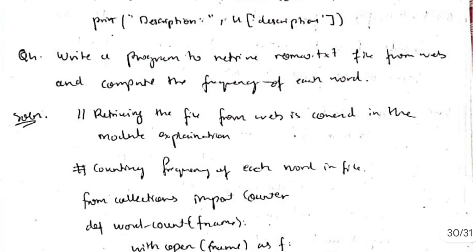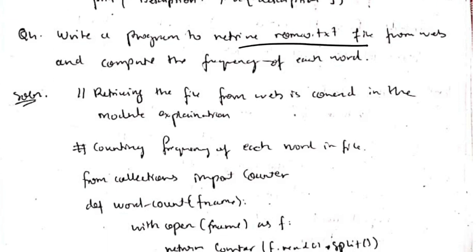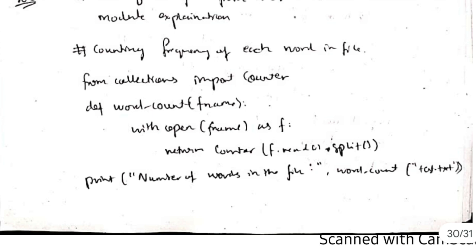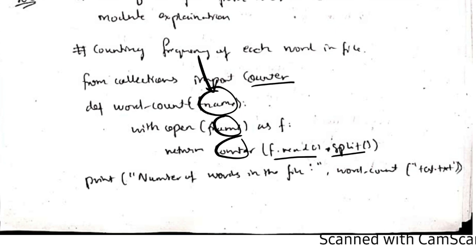Okay, coming to the fourth question, we have to retrieve a web page using Python and count the frequency of each word. Okay, retrieving the file is already discussed in the theoretical topics, so you can refer to that. And for counting the frequency of the words, this is the code. You have to import the counter module, and in that we have to enter the file name. Okay, after we have entered the file name, we have to open it and return how many times that word has occurred. That will be counted using the function word count, and will be returning the count value of it.